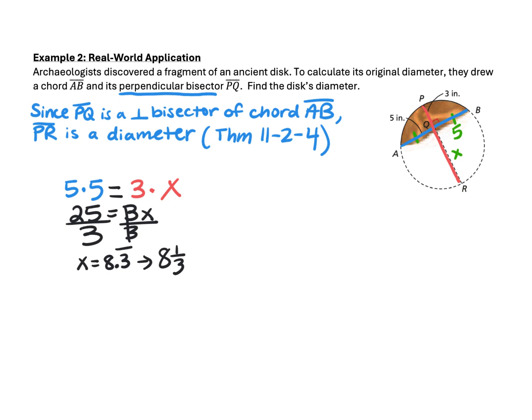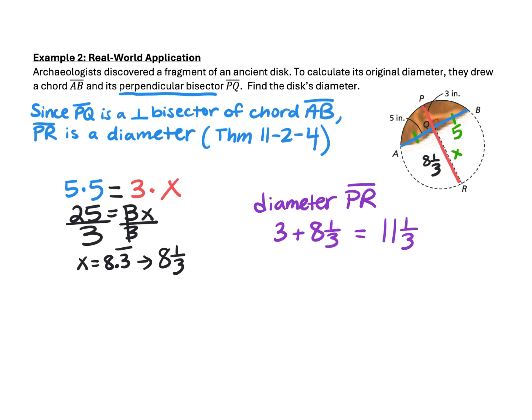Now, that's not the diameter, remember. The diameter is all the way across the circle. So to get the diameter, which is PR, we need to add up the 3 and the 8 1/3. And when we add those up, 3 plus 8 and 1/3 is 11 and 1/3. That means that this ancient disk is 11 and 1/3 inches in diameter.